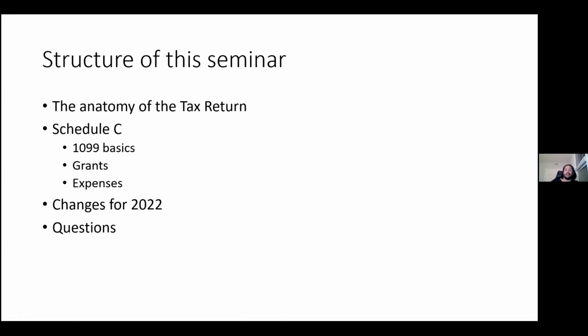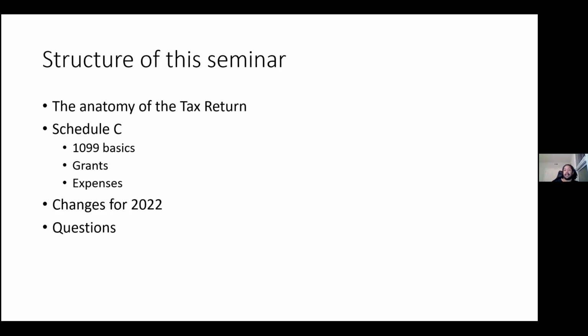So this is how I want to structure this seminar. The first thing I'm going to go over is the anatomy of a tax return. The tax return generally is like a body, and then it's got arms and legs basically. I'm going to explain how we put that together to make one big tax return. And then I'm going to go into specifically the Schedule C, which is the business portion of the tax return. I'll go into some stuff about 1099s because that's something artists generally either receive or have to send out. So I think that's a good topic to explore.